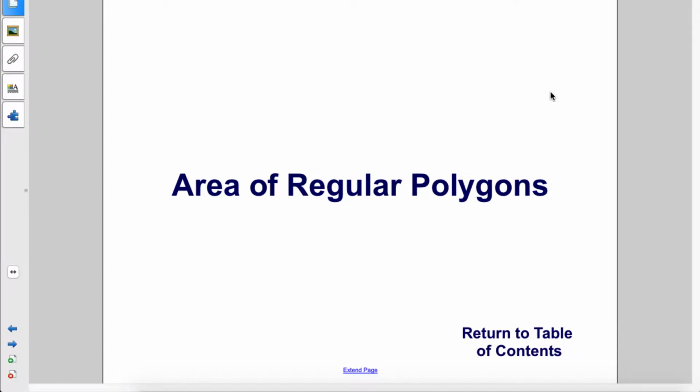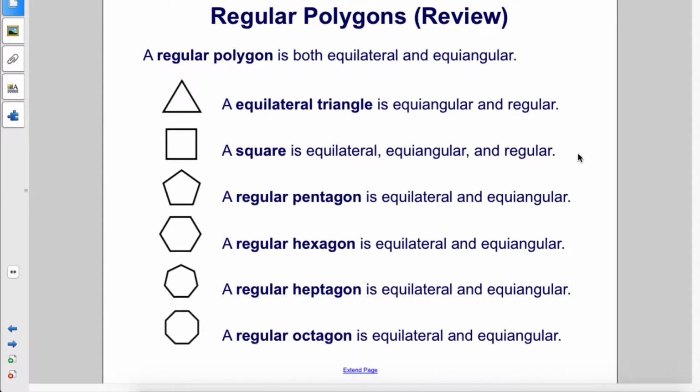Area of regular polygons. A regular polygon is both equilateral and equiangular. An equilateral triangle is equiangular and regular. A square is equilateral, equiangular, and regular. A regular pentagon is equilateral and equiangular.